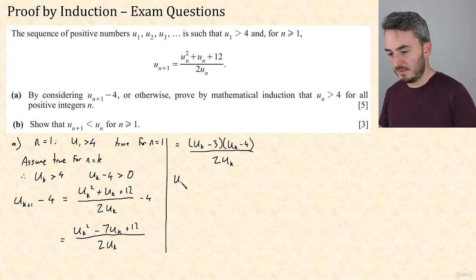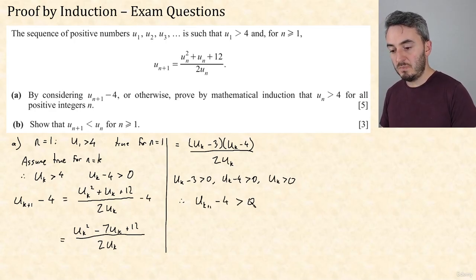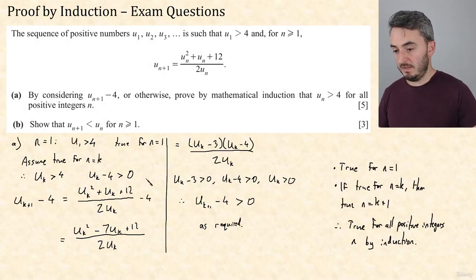So I can just spell that out. I can say uk minus 3 is positive, uk minus 4 is positive, and uk is positive. Therefore, the whole thing here, which is in fact uk plus 1 minus 4, is positive, as required. Even write that little celebration, as required. And therefore we're done. It's true for n equals 1, and if it's true for n equals k, it's true for n equals k plus 1, so it's true for all positive integers n.